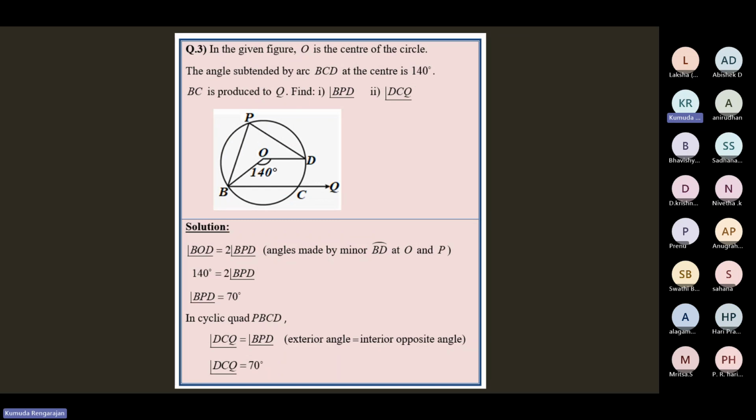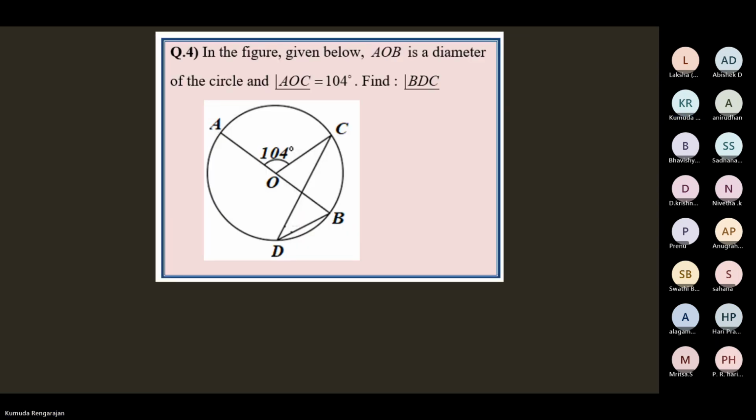We discussed till the third one in the last class. So here in this figure, we have to find angle BDC. This angle BDC. You can see that angle BDC is subtended by arc BC. Arc BC subtends angle BDC at the point D on the circumference of the circle.